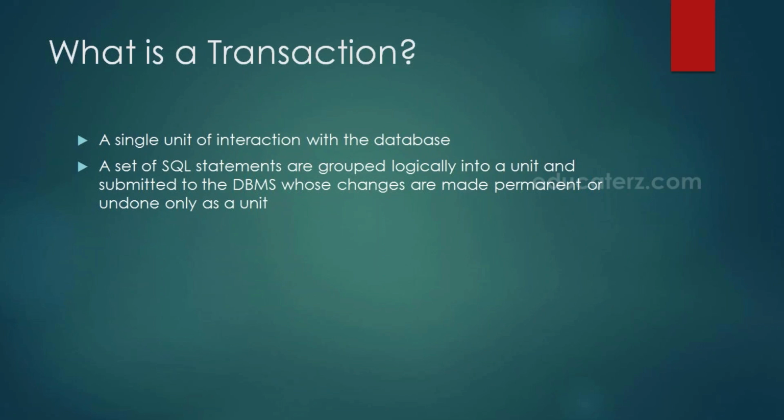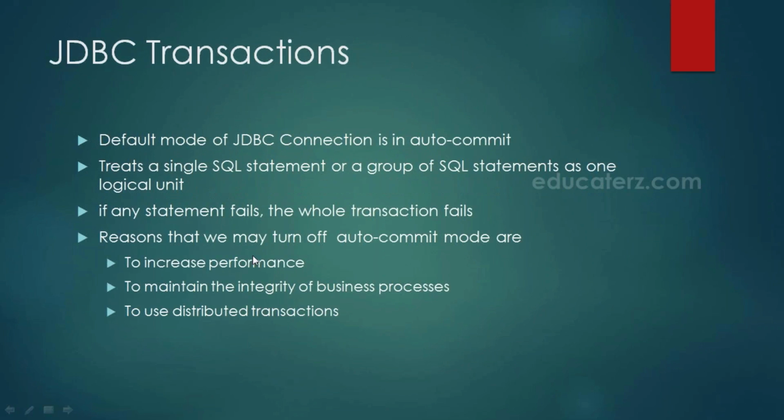So what is basically transaction management? Every transaction has two boundaries, that is, the beginning of the transaction and the end of the transaction. So a mechanism of controlling the transaction boundaries is nothing but transaction management.